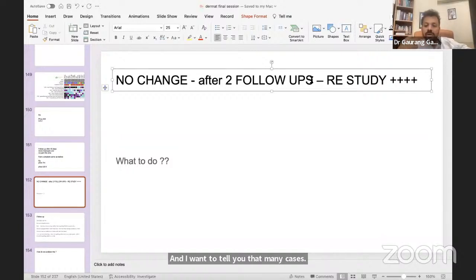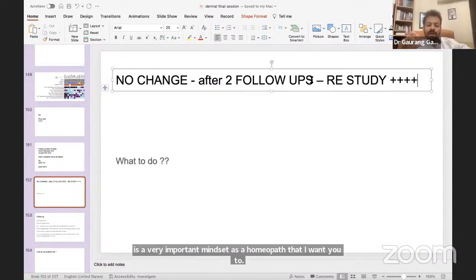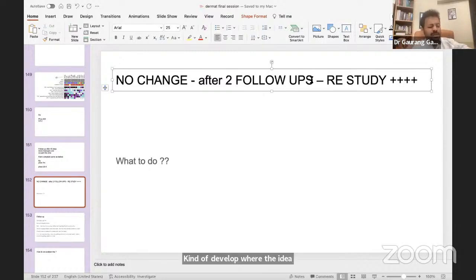It's not always that you give a remedy and the next day the patient is better. And I can tell you that about all the homeopaths across the world. Everyone has failures. The only difference is that when they see a failure, they want to restudy, they want to work again. They have this spirit of not giving up. And I think that is a very important mindset as a homeopath that I want you to develop, where the idea is that the remedy choice failed, the analysis failed, homeopathy didn't fail, and the homeopath didn't fail.